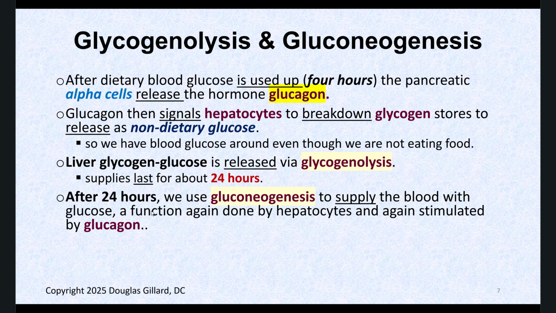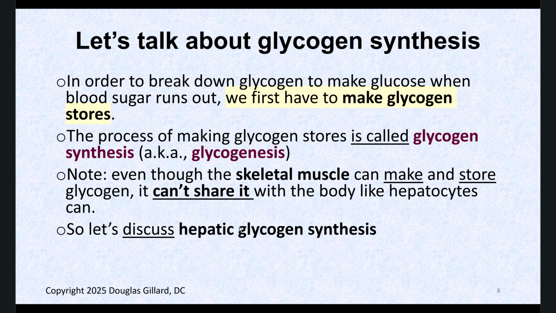Then what happens after 24 hours, and we still need to get glucose into the blood, and we can't run glycogenolysis anymore because there's no more glycogen left? Then we have to go to the process of gluconeogenesis, which is a little more complicated, I think, than what we're going to talk about today.